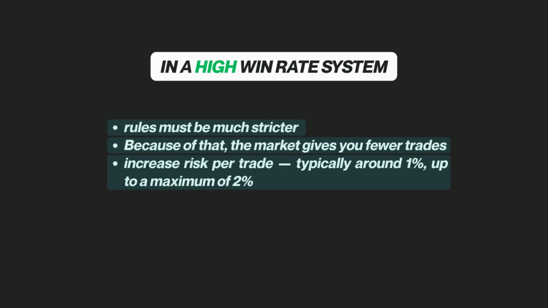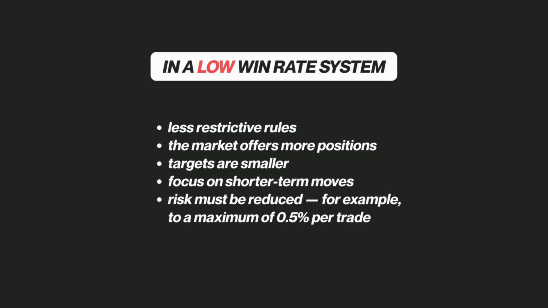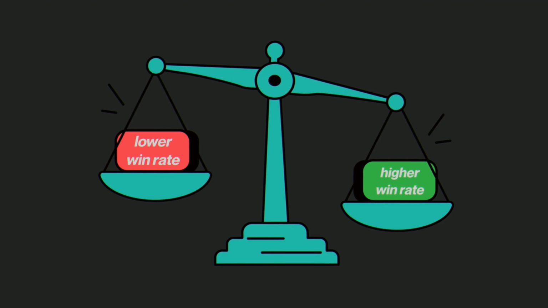But before choosing this type of system, you must ask yourself a serious question. Are you psychologically comfortable risking that amount per trade? If the answer is no, then a lower win rate system may actually suit you better. These systems have less restrictive rules, which means the market offers more positions. Targets are smaller, and you focus on shorter-term moves. When trade frequency increases, both winning and losing trades increase. Losses can also come back-to-back. That is why in this type of system, risk must be reduced, for example, to a maximum of 0.5% per trade. In the end, this is a personal decision.